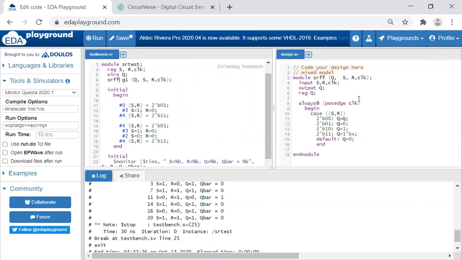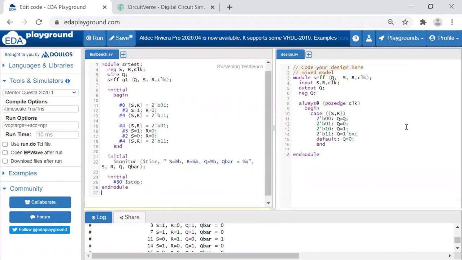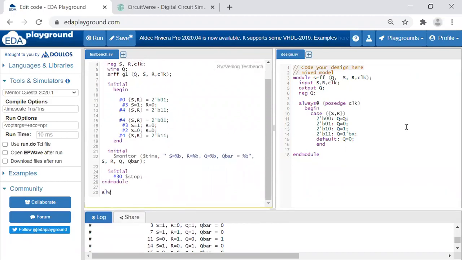Now, what about clock? I have not declared it over here. I told you clock is something which has equal on and off times. So I will declare the clock signal. How will I declare the clock signal? Always, say after 2 time units, clock will be equal to not of clock. This is how I've declared the clock.